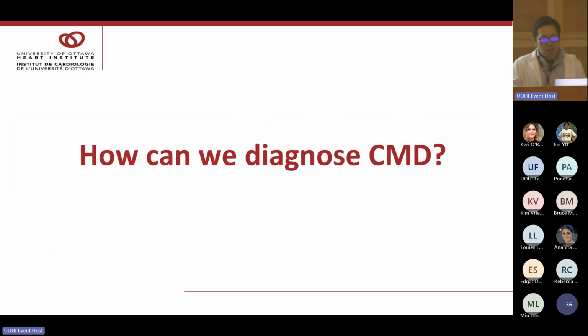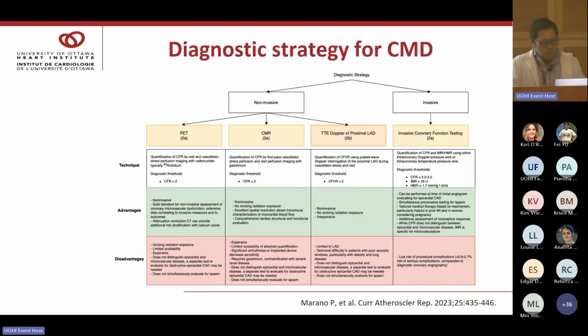Okay, now how can we diagnose coronary microvascular dysfunction? To date, there is no established or standardized diagnosis strategy for CMD. But we have a couple of options to identify CMD. Invasive coronary angiography with functional testing has a 2A recommendation in the 2021 ACC/AHA chest pain guideline. And non-invasive tests, particularly PET and cardiac MRI, also have 2A recommendations. So now let's walk through each modality.